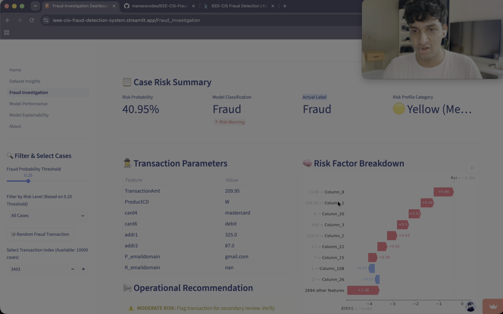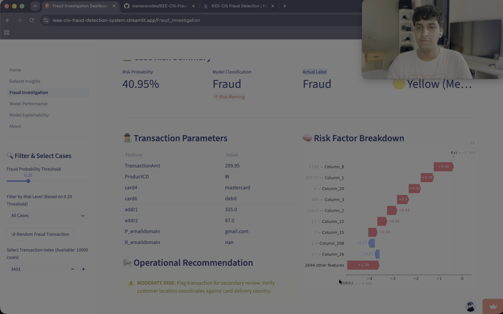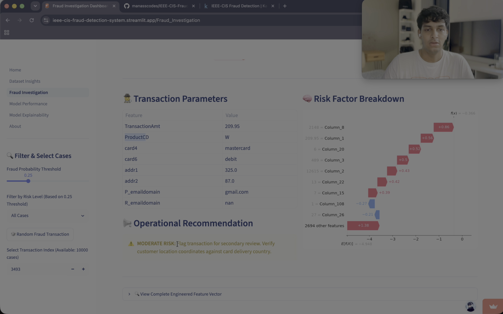This waterfall plot comes from Explainable AI. It uses Shapley additive explanations. The red features indicate fraud, and the blue features indicate not fraud. You can see the red features dominating the graph, so it shows which features are responsible for making it fraud. You can read them here: transaction amount, product category, card 4, card 6, address, billing address 1, billing address 2, sender's email domain and recipient's email domain. Here it is moderate risk, not high.